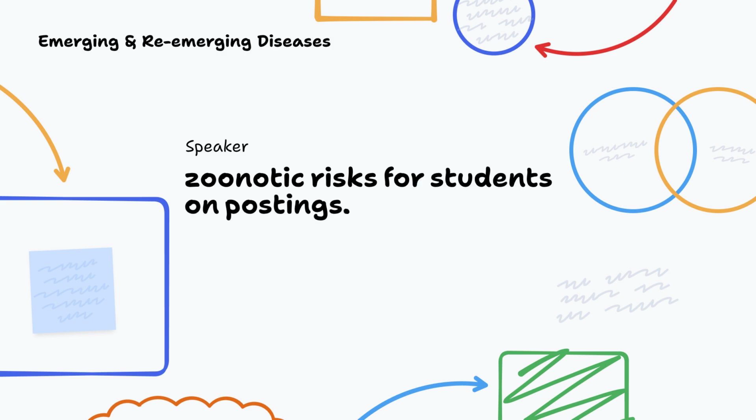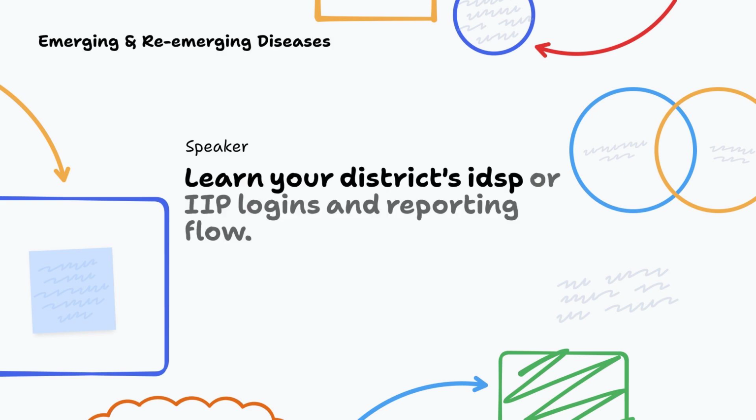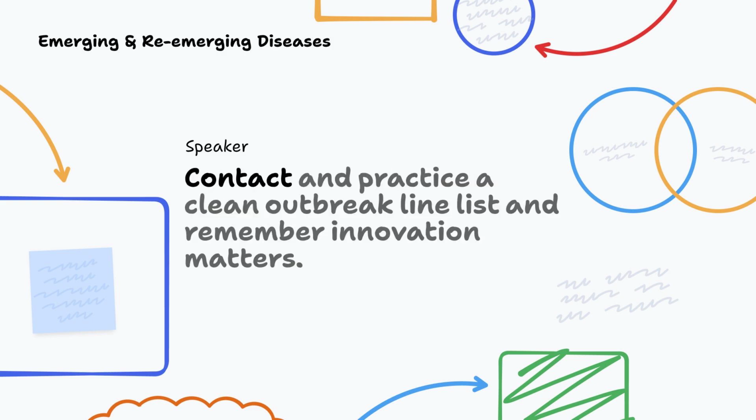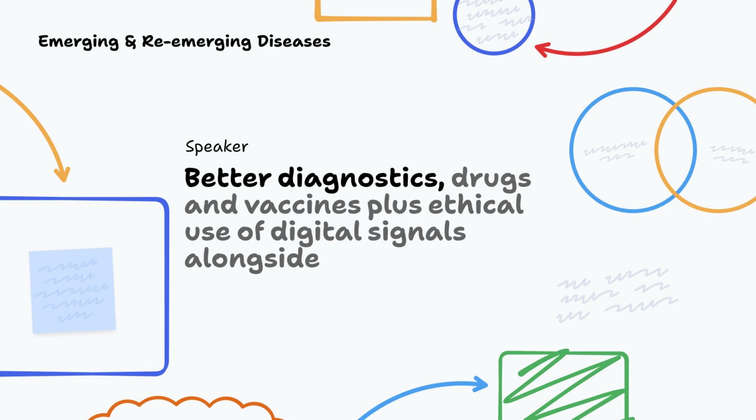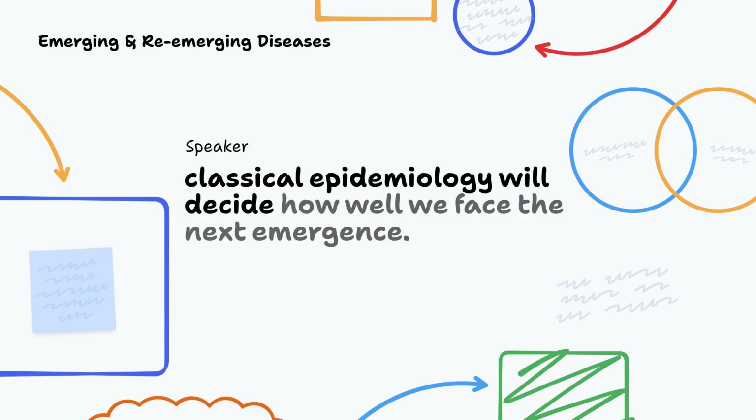For students on postings, learn your district's IDSP or IHIP logins and reporting flow, know your rapid response team contact, and practice a clean outbreak line list. And remember, innovation matters. Better diagnostics, drugs, and vaccines, plus ethical use of digital signals alongside classical epidemiology will decide how well we face the next emergence.